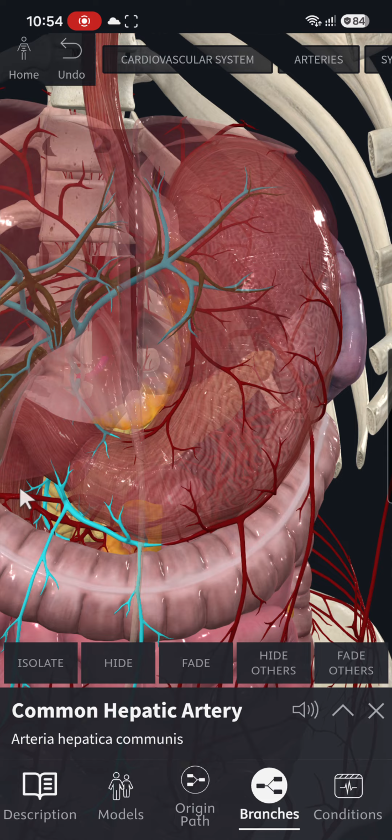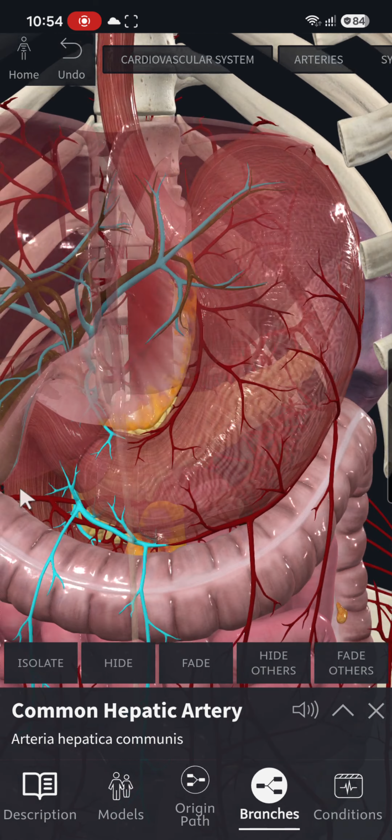Okay, so again, the gastroduodenal will give me the right gastroepiploic, and then another branch which goes to the duodenum along with the pancreas because it's in close relation with the duodenum, so it will give me the superior pancreaticoduodenal artery.